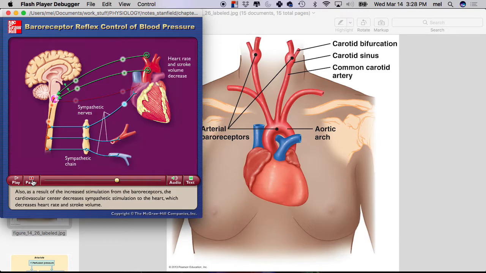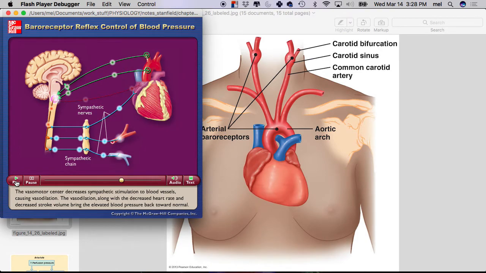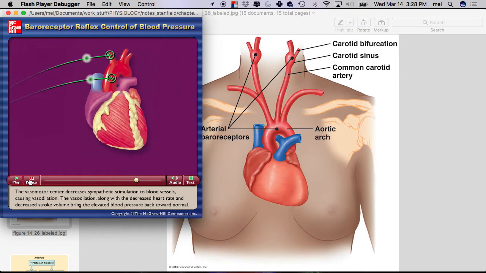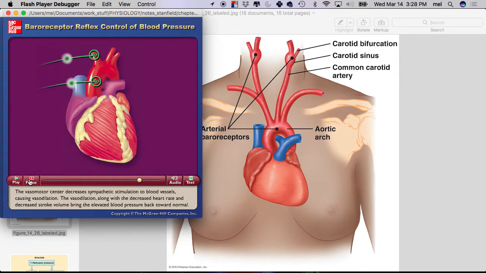Vasodilation, yes? Okay. And so what you're going to have to do is vasodilate. And remember, vasodilation is just changing the sympathetic stimulation because you have no parasympathetic innervation of vessels, right? Do you guys remember that? Okay, he's going to tell you. The vasomotor center decreases sympathetic stimulation to blood vessels, causing vasodilation. The vasodilation, along with the decreased heart rate and decreased stroke volume, bring the elevated blood pressure back toward normal.